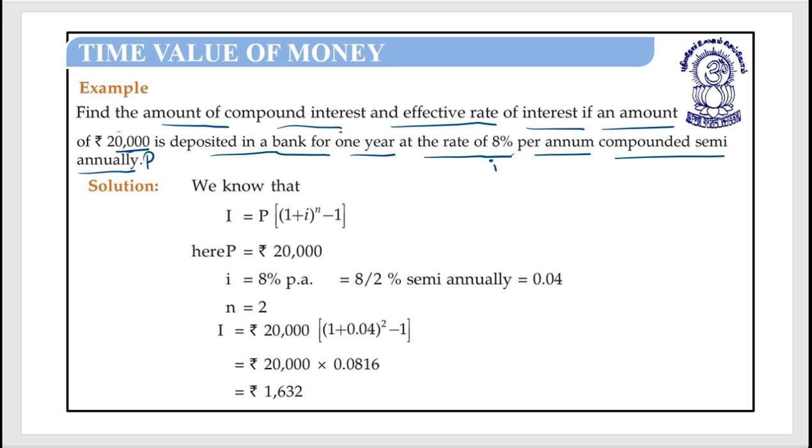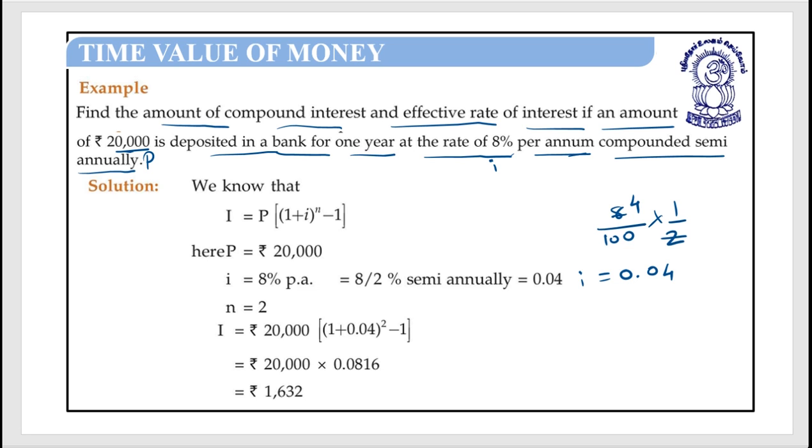So I is given, 8% per annum, annually. Compounded semi-annually. So 8% means 8 by 100. Semi-annually means 1 by 2. 2 fours are 8. So 0.04. I is equal to 0.04.